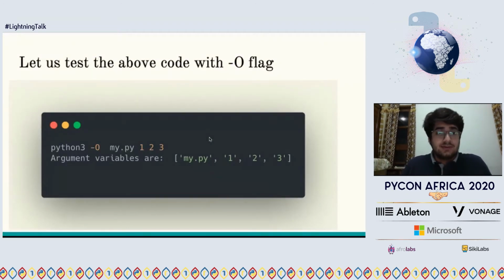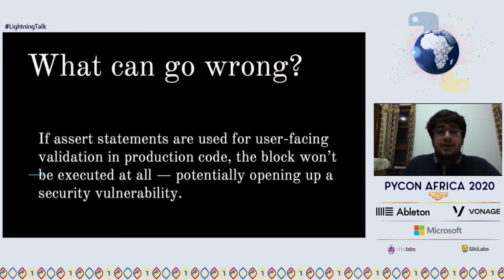So let us run the above code with the O flag. We are again executing this file in the interpreter with the O flag. Here you can clearly see the flag, dash O, capital O. Then we have 4 arguments. Here the assert statement is clearly removed from the code, and we are accepting the argument variable as my.py, 1, 2, 3 as a list. All good. So what can go wrong with the optimization flag?